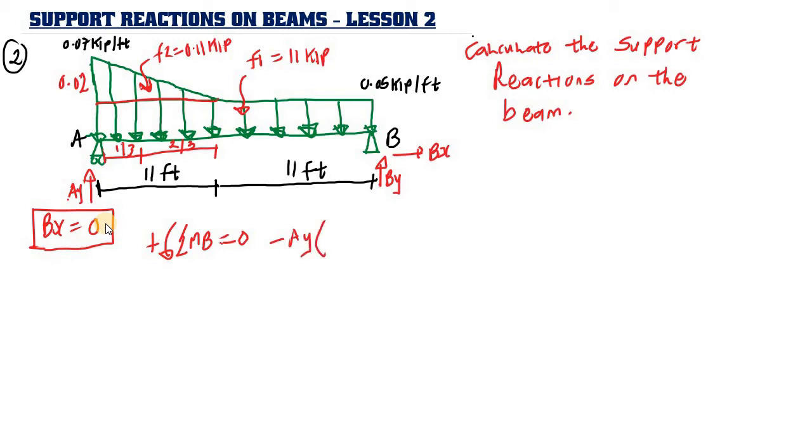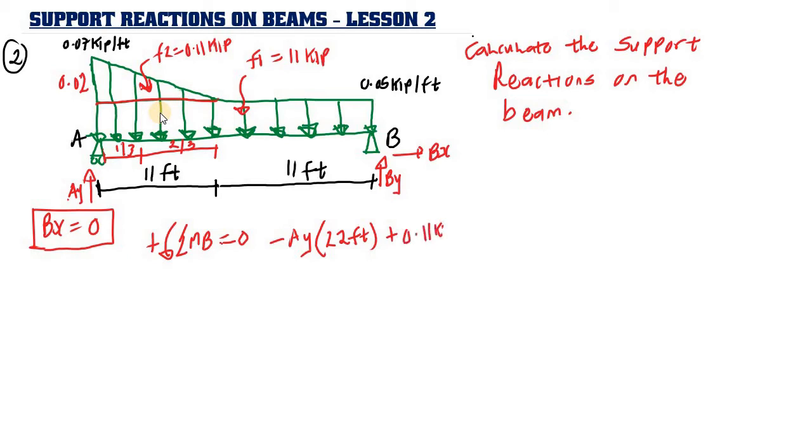Then we also need the distance. What is the distance? The distance is going to be 11 plus 11, which is 22 feet. So this is the distance from AY to the pin support. So this is multiplied by 22. Now we have F2. As you can see, F2 is 0.11 kip, and this is acting downward. Because it is acting downward, it is going to try to rotate the beam in the counterclockwise direction. So because it is counterclockwise, it is positive.